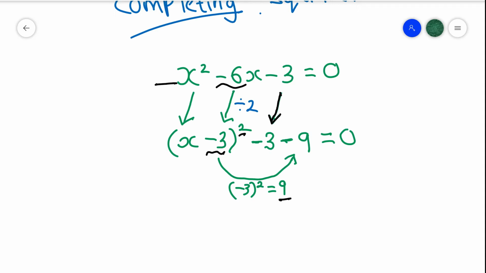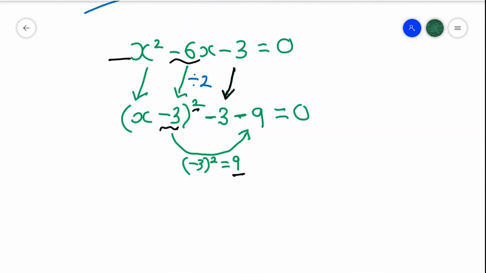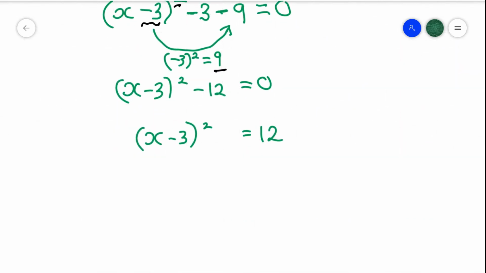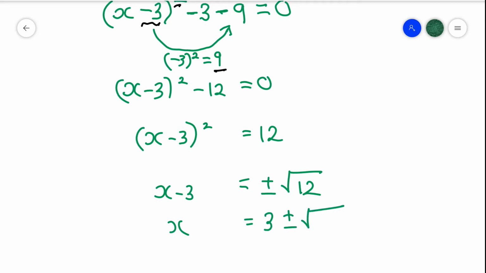Let me continue with the equation. So we have x minus 3 whole thing squared, minus 12 is equal to 0. So x minus 3 whole thing squared is equal to 12. Now, in order to remove the square, we can take the square root of the other side. So x minus 3 is equal to plus or minus the square root of 12. Then we can move the 3 to the other side. So x is equal to 3 plus or minus the square root of 12.